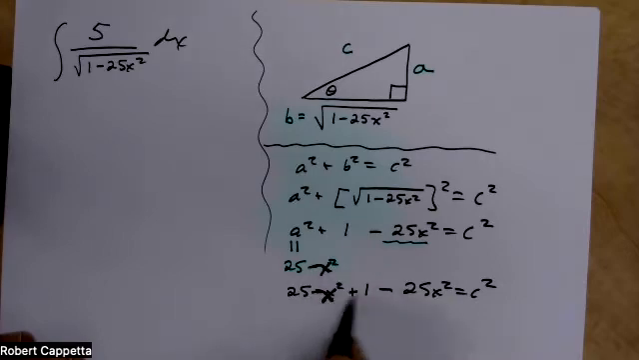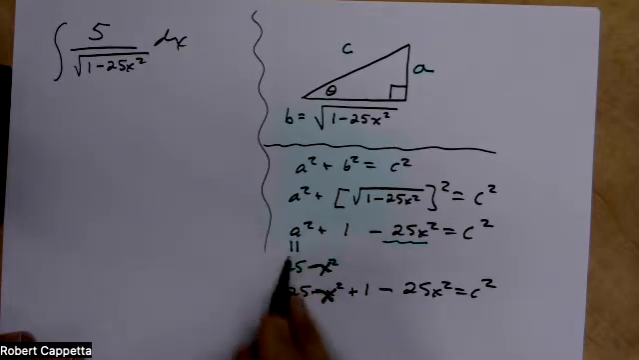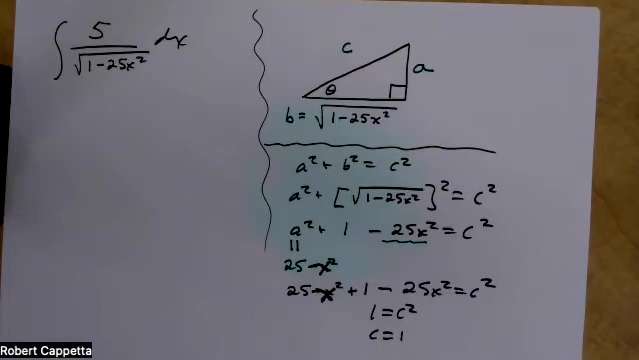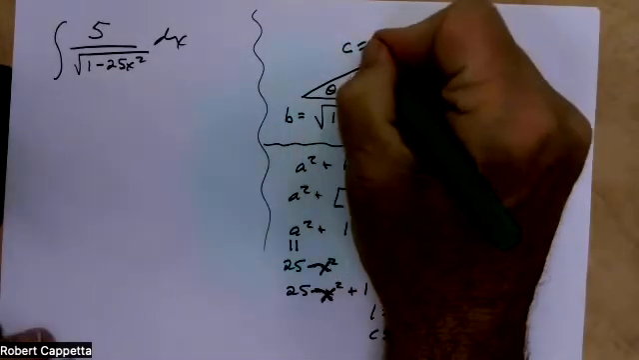Because now we have 25x squared plus 1 minus 25x squared. That's what's going to knock that out. So all that would be left, if a is 25x squared minus 25x squared gives me 1, is c squared, gives me c is 1. So in that case, now we have c is 1.